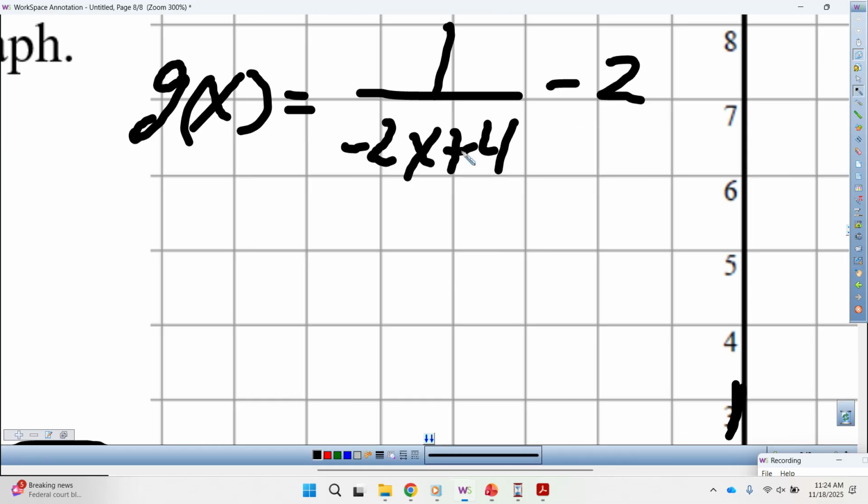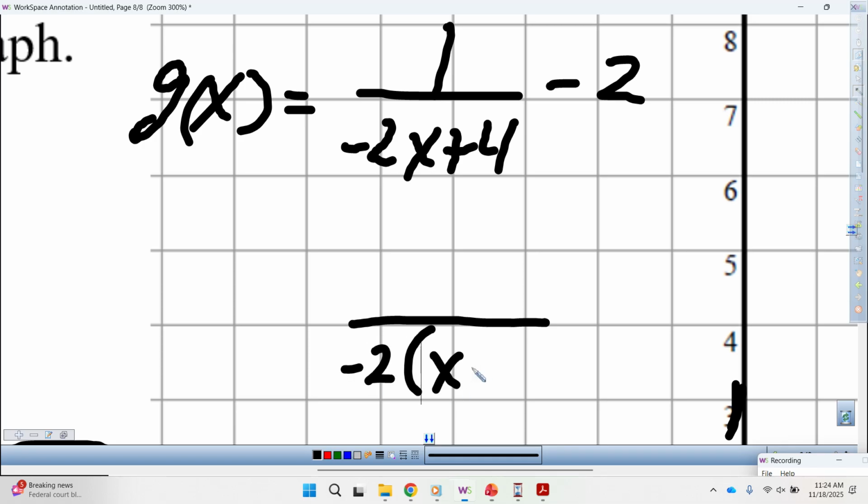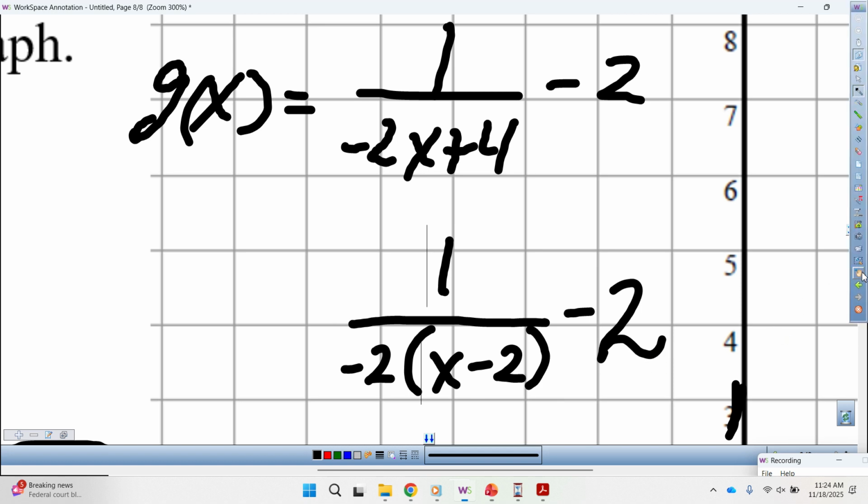Question. What would be the GCF if I was to ask you for the GCF of the denominator? Negative 2, is that correct? So that leaves us with x minus 2. We have 1 on the numerator and then negative 2 at the end. Okay. Is everybody following so far?